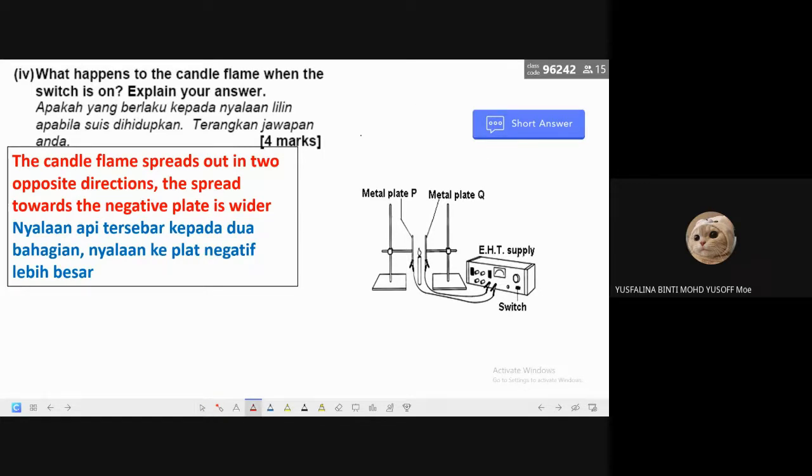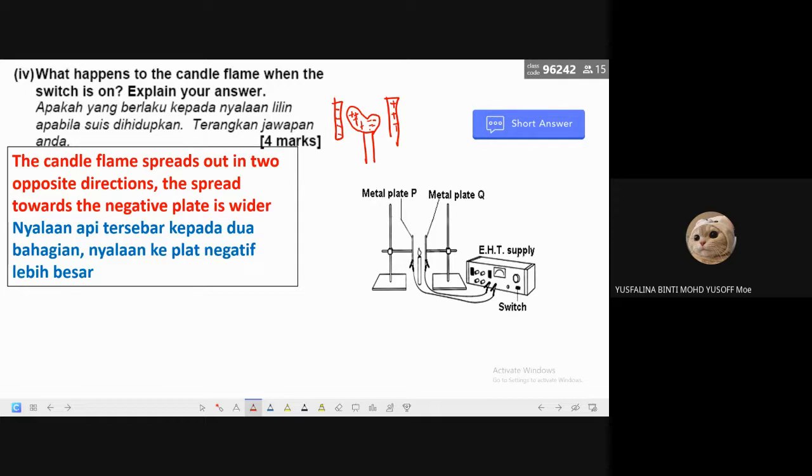Let's say you have a metal plate here, then you say this is a negative plate, and this one is a positive plate. You can just draw the diagram here. So this one is bigger than this one. Then you put this one as the positive and this one as the negative. So for this one also you can get marks.